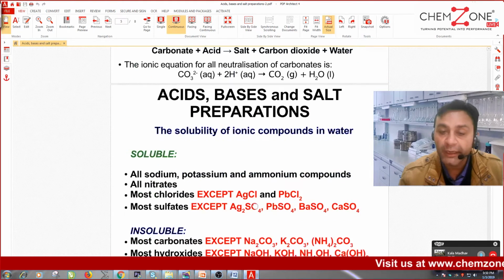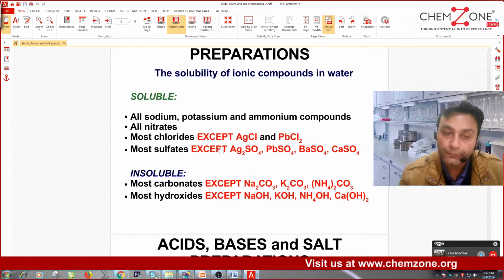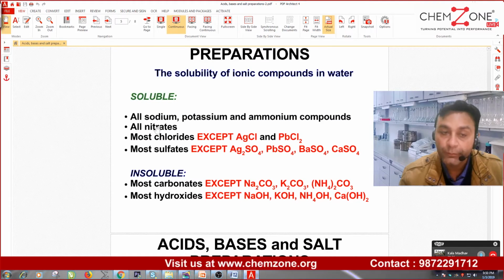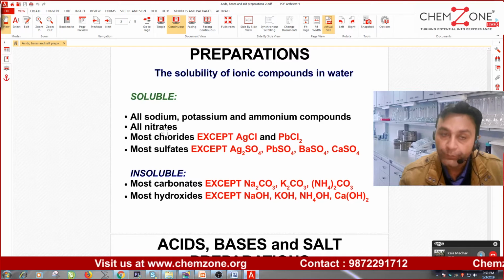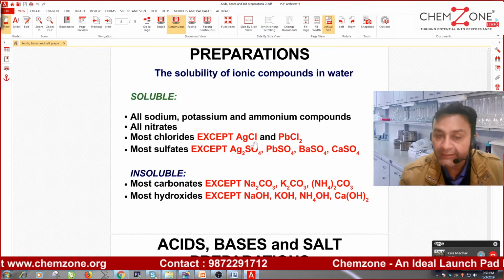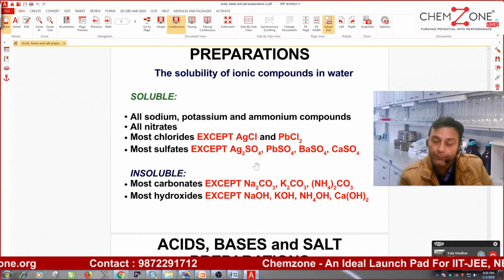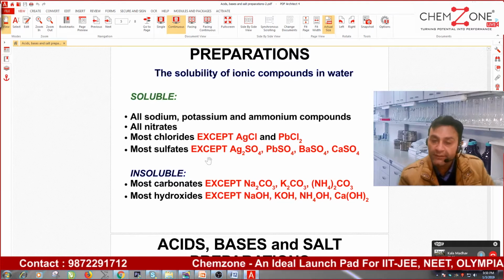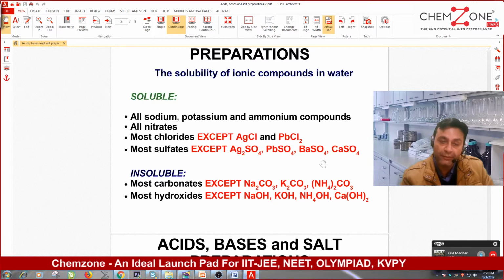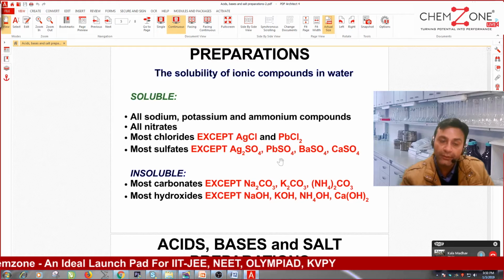So the solubility of ionic compounds in water now. All the sodium, potassium and ammonium carbonates are soluble in water. All the nitrates are soluble in water. All the chlorides except AgCl and PbCl2 are soluble in water. All the sulfates except silver sulfate, lead sulfate, barium sulfate and calcium sulfate are soluble, right?